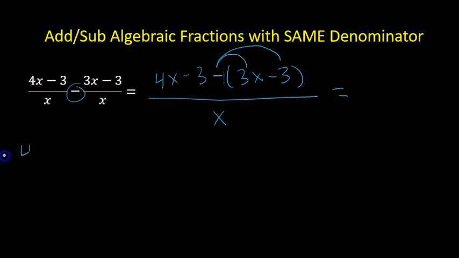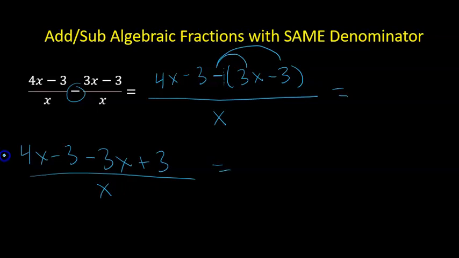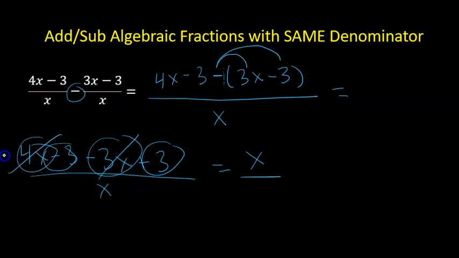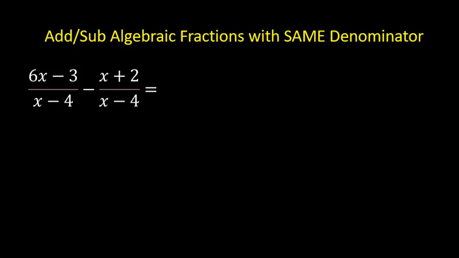What does that look like? 4x minus 3 minus 3x, and it's going to be plus 3, right? Two negatives make a positive. What does that give us? 4x minus 3x gives us x. Negative 3 plus 3 gives us a 0. So it's actually x over x. And how many times does x go into x? 1 time. That's our final answer right there. Sometimes it's a really interesting, clean answer.